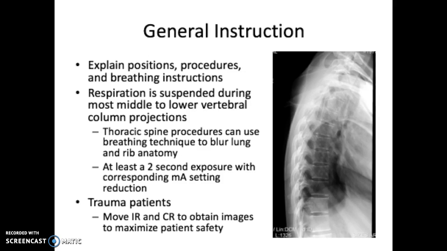General instructions: you need to explain the procedures to the patient and explain about breathing instructions. Typically, you're going to have the patient hold their breath, but with the lateral view of the T-spine, you're going to use a breathing technique. The purpose is to blur the lungs and rib anatomy so that you can see really clearly the vertebral bodies and the intervertebral foramina. Otherwise, it's very difficult to see through the ribs and get a lot of detail.